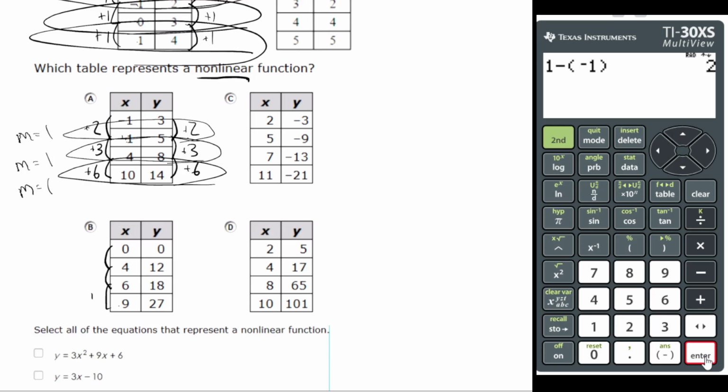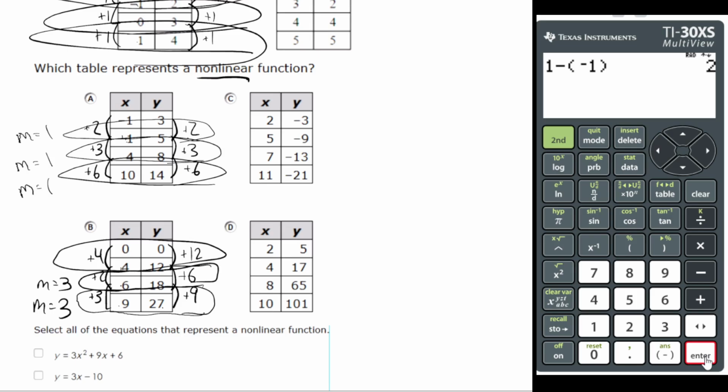9 minus 6 is positive 3. 6 minus 4 is positive 2. 4 minus 0 is positive 4. 27 minus 18 is positive 9. 18 minus 12 is positive 6. 12 minus 0 is positive 12. Now all of our numbers are different, so we need to do this again. We need to divide our change in y by our change in x. 9 divided by 3 is 3. 6 divided by 2 is 3. 12 divided by 4 is 3. Our slopes are consistent, so it's linear.